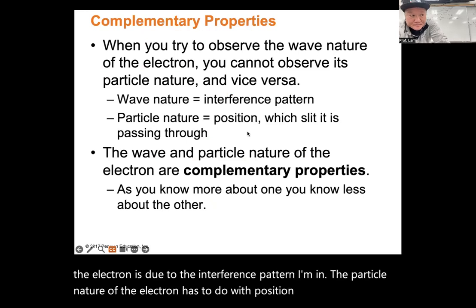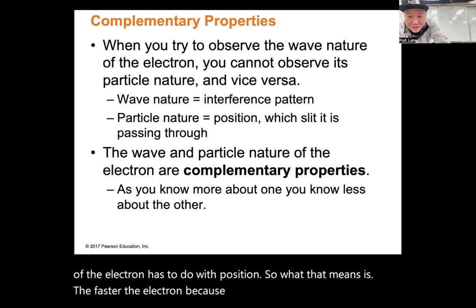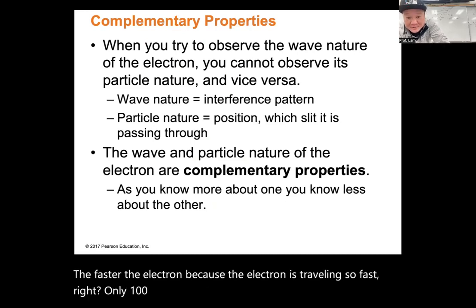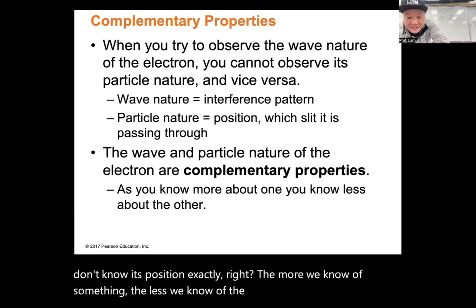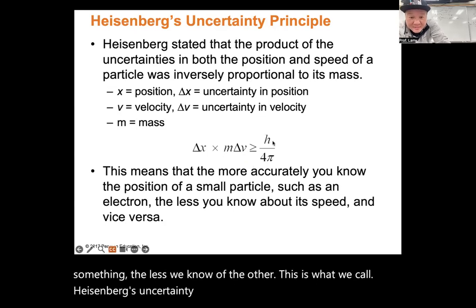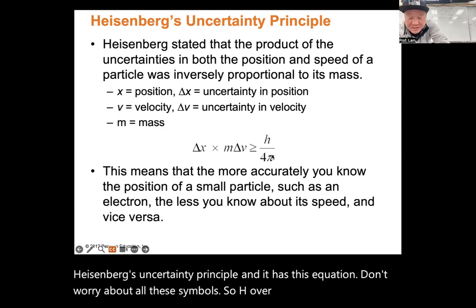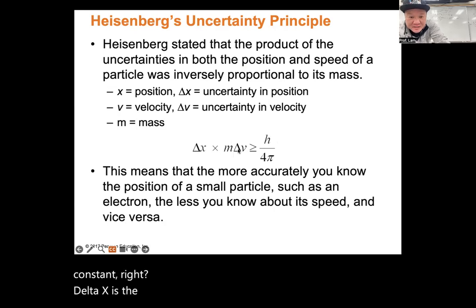So what that means is the faster the electron, because the electron is traveling so fast, right? Only 100 times slower than the speed of light, we actually don't know its position exactly. The more we know of something, the less we know of the other. This is what we call Heisenberg's uncertainty principle, and it has this equation. Don't worry about all these symbols. So h over 4 pi, of course, is just a constant. Delta x is the uncertainty in position, delta v is the uncertainty in velocity, and m is mass.